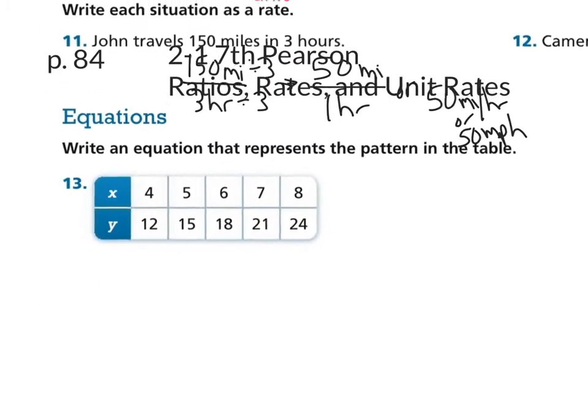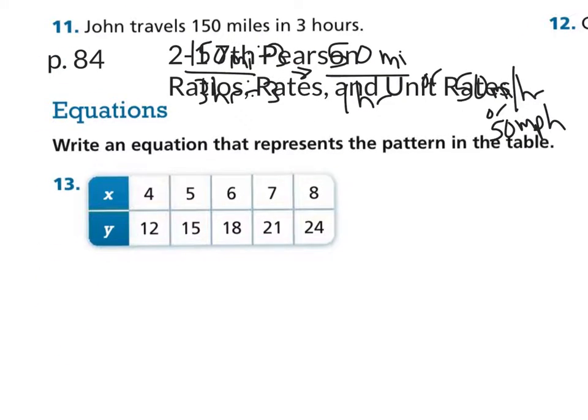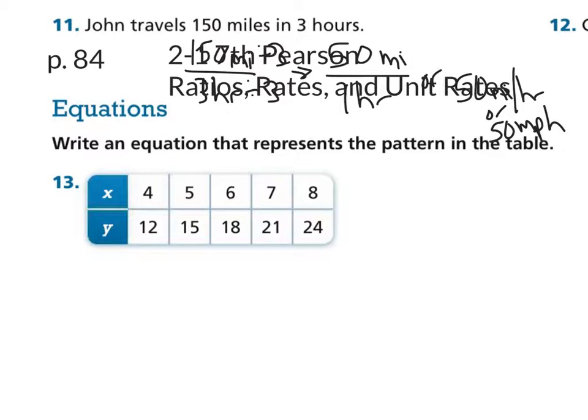And then if we look at number 13, they want an equation that represents the pattern in the table. Usually when we write these equations, we're going to try to write y equals something. So what we can try to do, if it's an easy pattern, we can try to look for how we get from our x values to our y values. So how do we get from 4 to 12, 5 to 15, 6 to 18, and so on. So it's multiplying by 3 for each one of these.